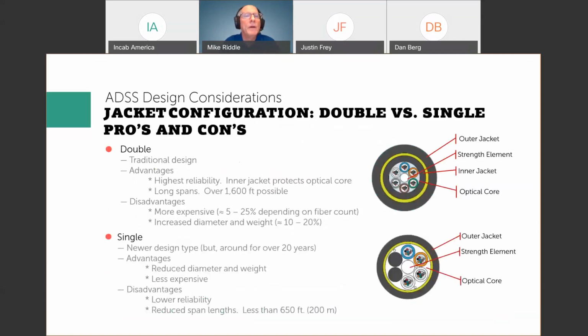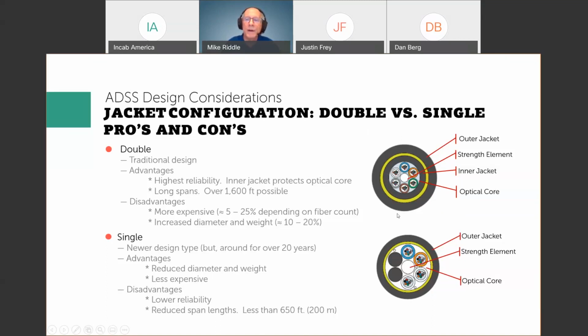Let's begin. The first of the 7 is jacket configuration, and the choice that you have is double jacket versus single jacket. So here's a sketch, a cross-sectional view of a double jacket ADSS. You have the optical core in the center, plastic tubes stranded around some kind of a center element, and then an inner jacket protecting the optical core, then your strength member. This one, as shown, is aramid, and then an outer jacket.